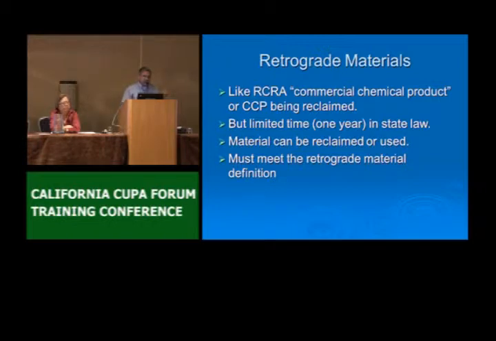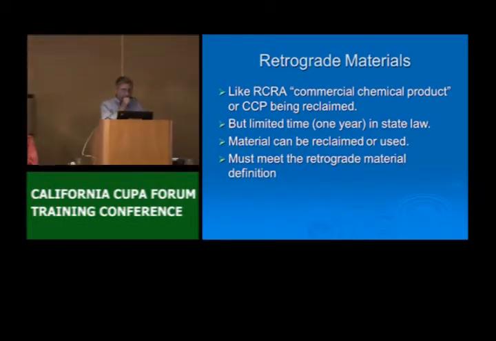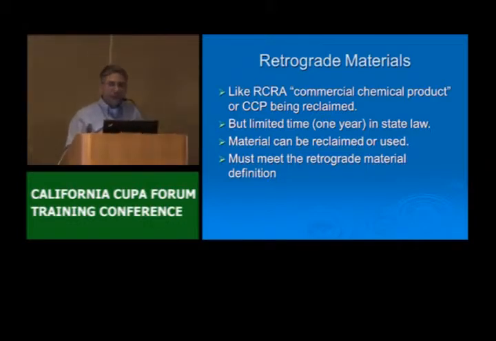And retrograde, the word, means going back to the manufacturer. So I like to think of the retrograde provision as a limited version of EPA's commercial chemical product being reclaimed exclusion, okay? The definition of retrograde basically says you have a hazardous material which is not going to be used for its intended purpose because it's off spec in some way, or the way that it was stored damaged the product, or that it's been banned by law, or it can't be used for reasons of economics or health and safety reasons. Right?